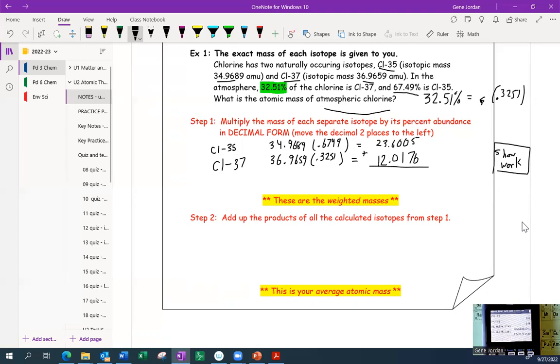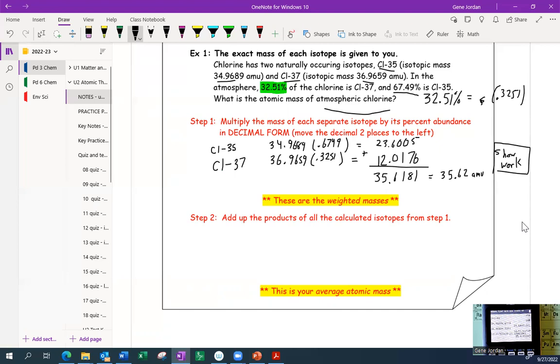And then we're going to add those two numbers, and I get 35.6181. And I'll look at my significant digits. I see I have 4 significant digits here, but I have 6 significant digits here. I can be no more accurate than 4 significant digits. So my weighted average will be 35.62 AMU, atomic mass units.